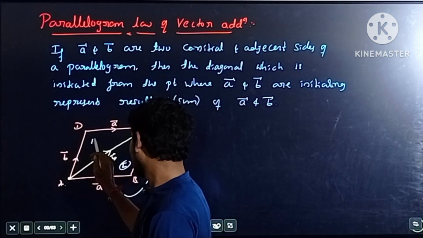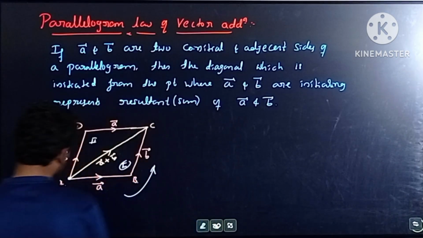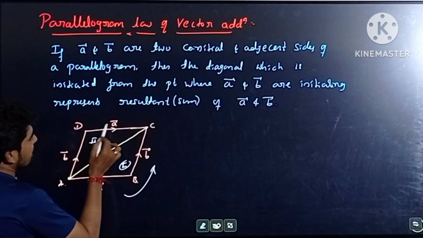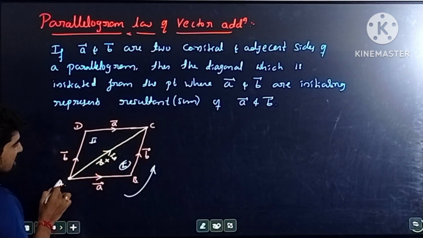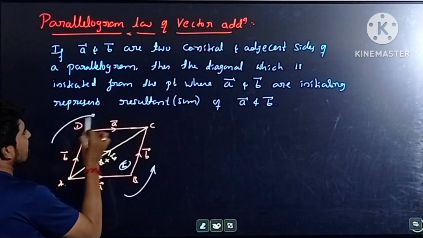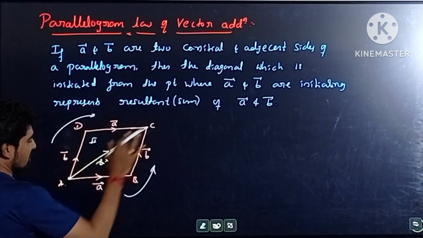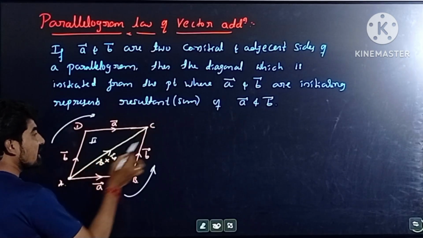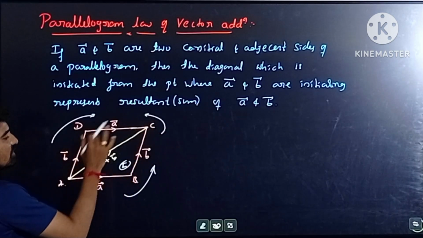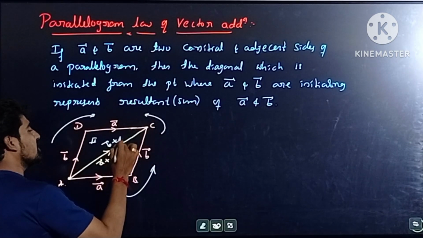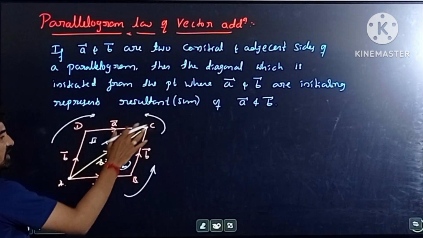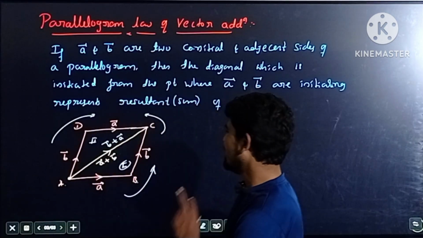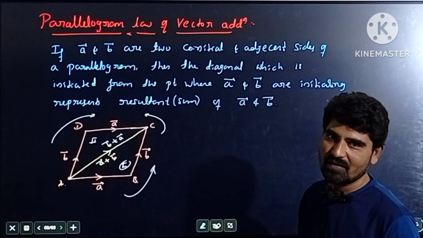And in the second one, observe here, in the triangle ADC, the vectors B and A are the two adjacent sides of the triangle ADC taken in cyclic order. Then the third side of the triangle ADC, that is AC, taken in reverse order, represents the resultant of these two vectors, that is B vector plus A vector. So it means the AC vector is A vector plus B vector or B vector plus A vector. It means we can say that vector addition is commutative.